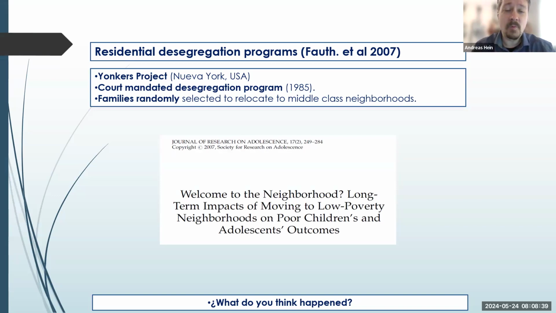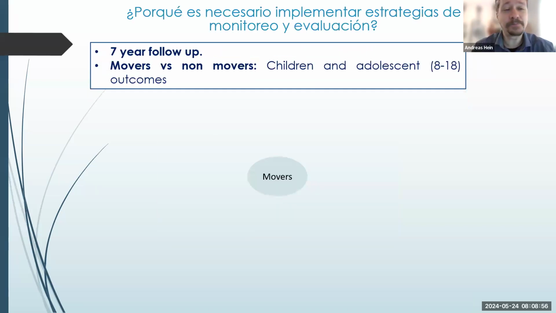So what do you think happened? We would expect that many outcomes of the family would improve, that there would be less stress, there would be very different kinds of good things happening to them. And that is why we do research and we do follow-up, and we actually follow up this kind of intervention. There was a 7-year follow-up comparing movers and non-movers, this time focusing primarily on what happened to children and adolescent outcomes between 8 and 18 years.